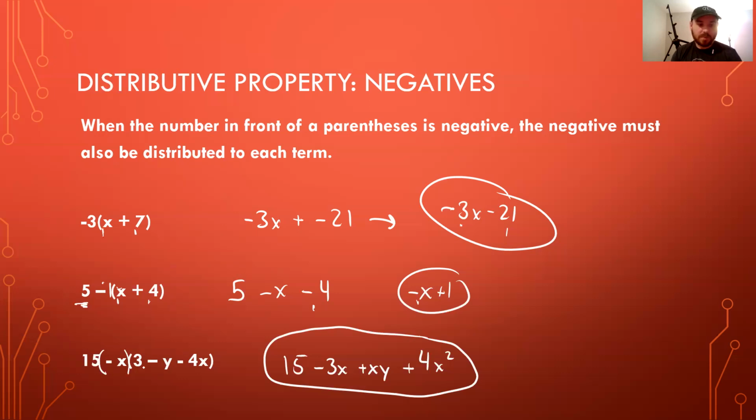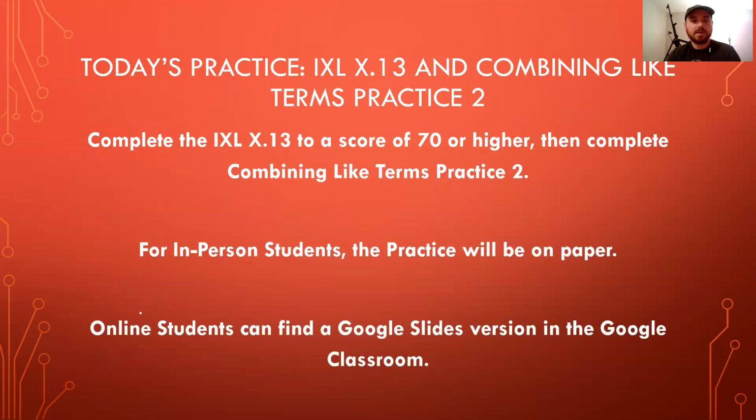The next one, we had this positive 3, it became negative 3x. We had a negative y, it became positive xy. And we had a negative 4x, and it became positive 4x squared. So all of those symbols have changed when there's a minus sign outside of our parentheses.